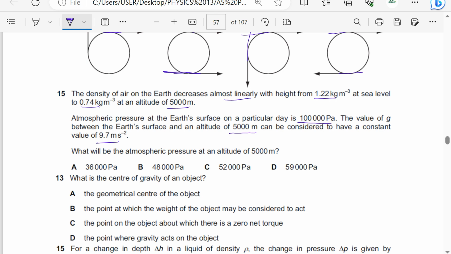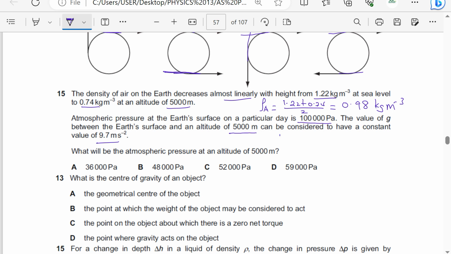Since it is varying linearly, we can easily find the average density as the most appropriate density for this equation. So the average density is going to be 1.22 plus 0.74, divided by 2, to get the average density. I think this is 0.98. So this is the average density. Since it varies linearly, I can get the average by just dividing by 2.